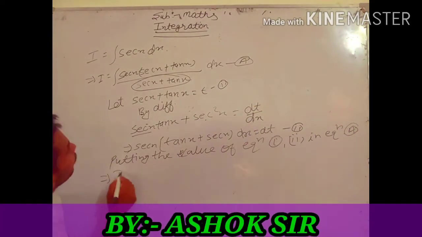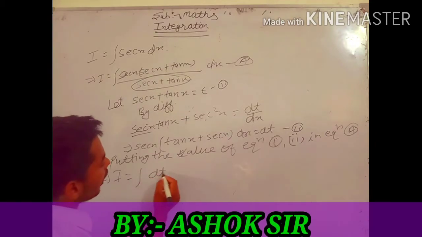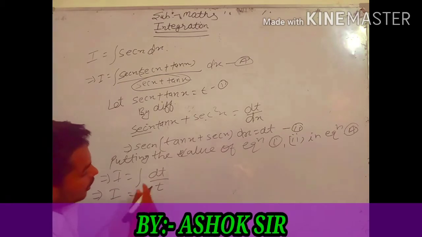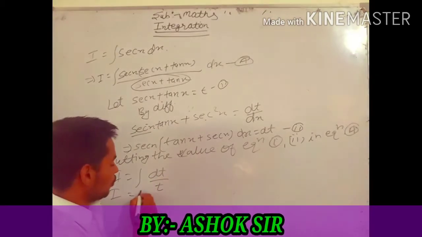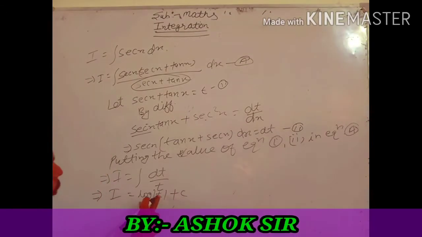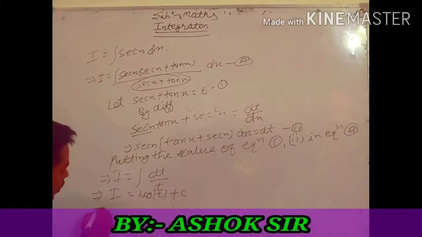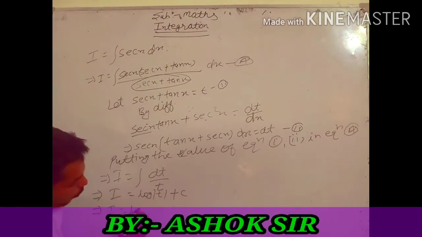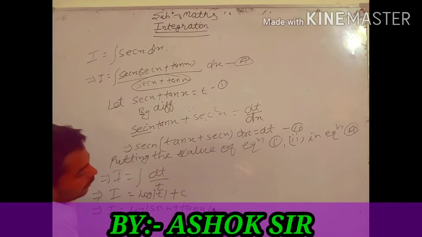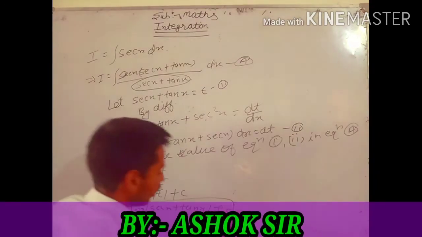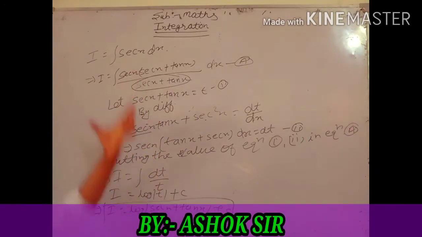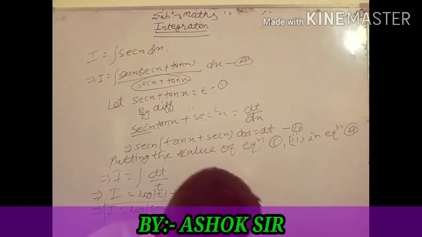so I is equal to integration of dt upon t, or integration of 1 upon t with respect to dt is equal to log t, and c is constant. We put the value of t from equation first, so I is equal to log modulus sec x plus tan x. One formula came, one integration came of the sec x, and next we are taking the next integration now.